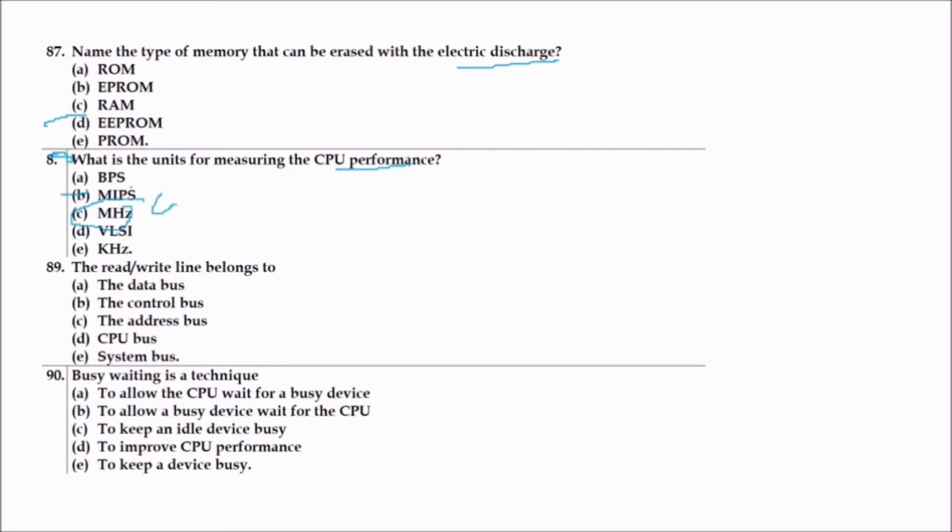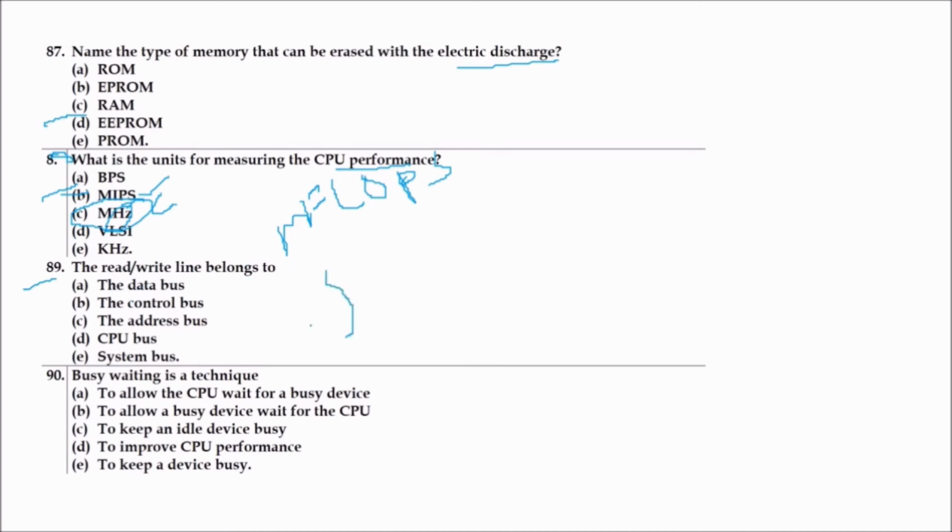Why I indicated MIPS, because when we go to supercomputers, we check for MFLOPS, million floating point operations per second, and MIPS also is million instructions per second. But for CPU performance, megahertz.